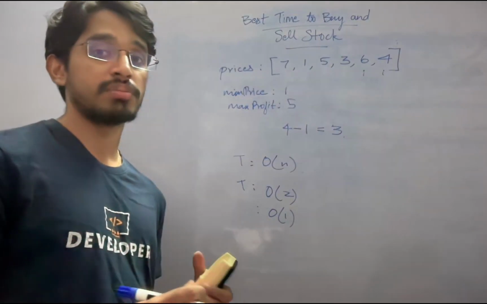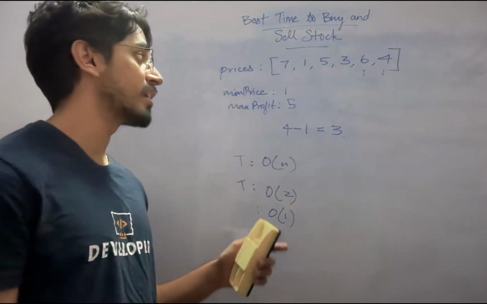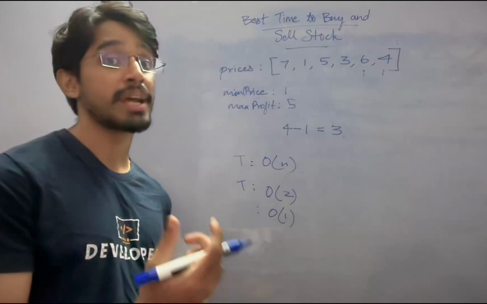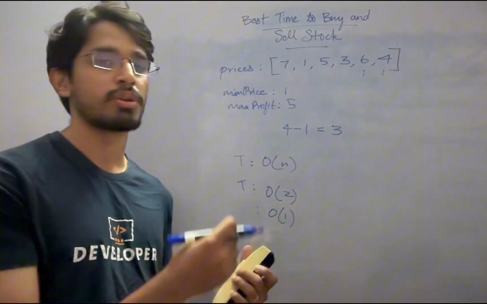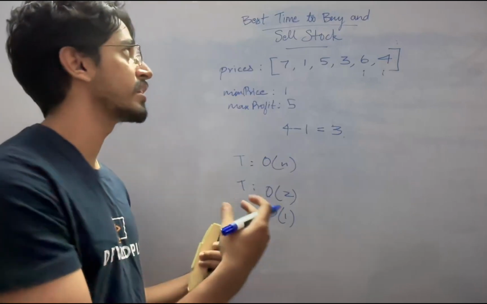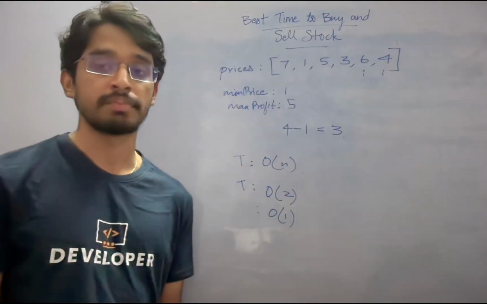I know this problem statement says when to buy and sell stock, but the actual problem is to return the maximum profit. So I don't think the title of this LeetCode problem should be the same. It should say return the max value. Anyways, let's go to our code and try to solve this problem.